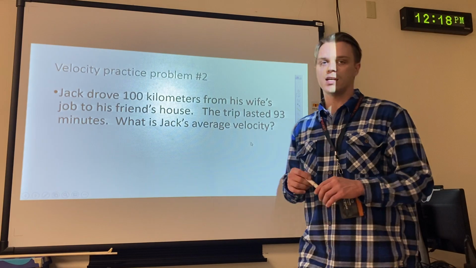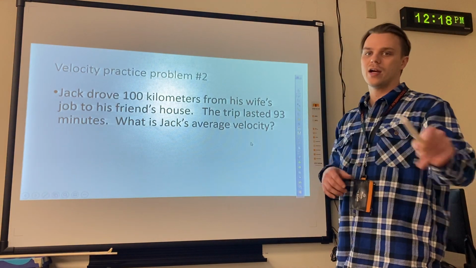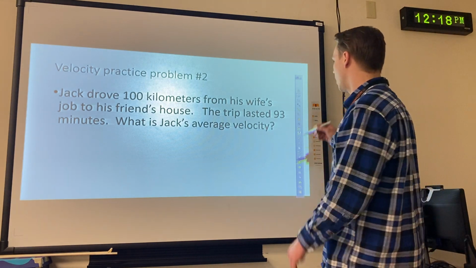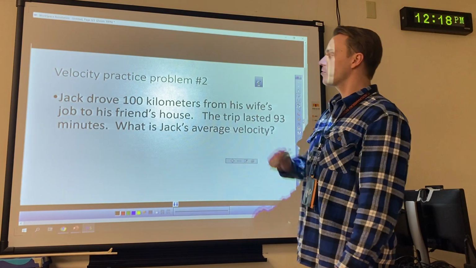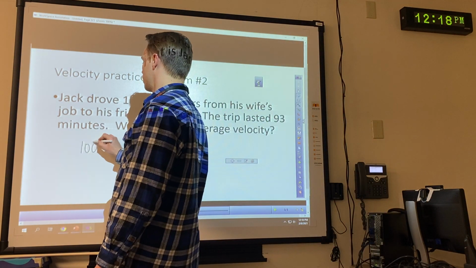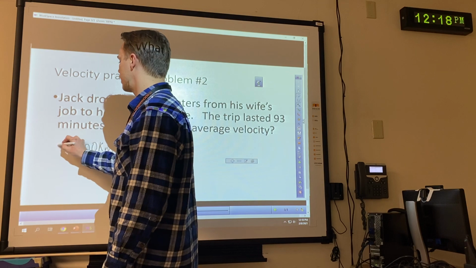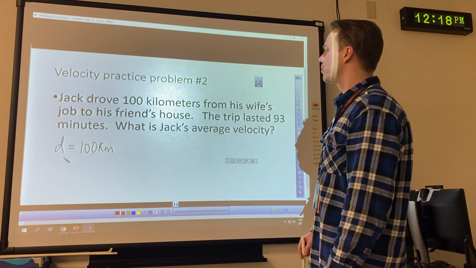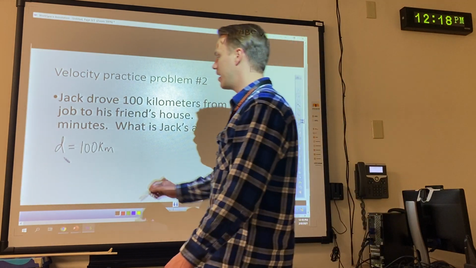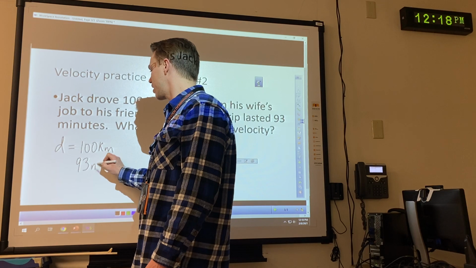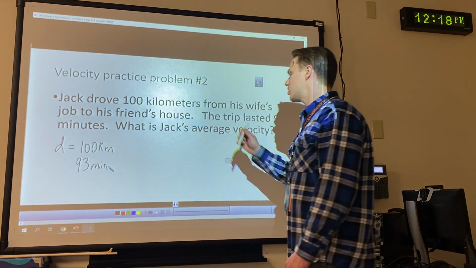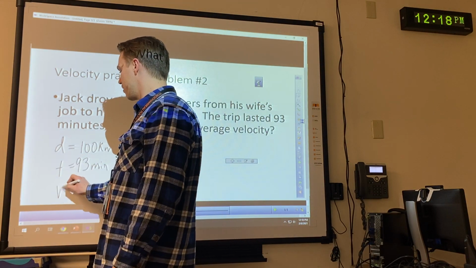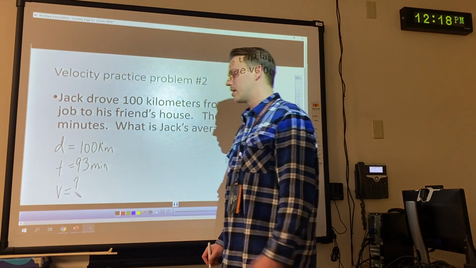Okay, so here's a second velocity practice problem. I'll let you try this on your own if you can. All right. So Jack drove 100 kilometers. So they give us 100 kilometers. This is going to be a distance, right? A kilometer is a distance from his wife's job to his friend's house. The trip lasted 93 minutes. So I always write down what they give me. 93 minutes. What is Jack's average velocity? So minutes is going to be a time, and they're asking us to find the velocity. I don't know what the velocity is.